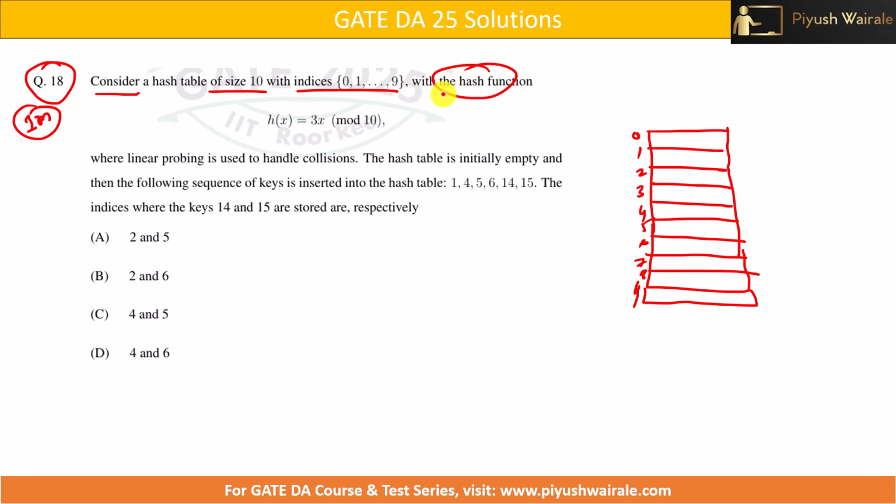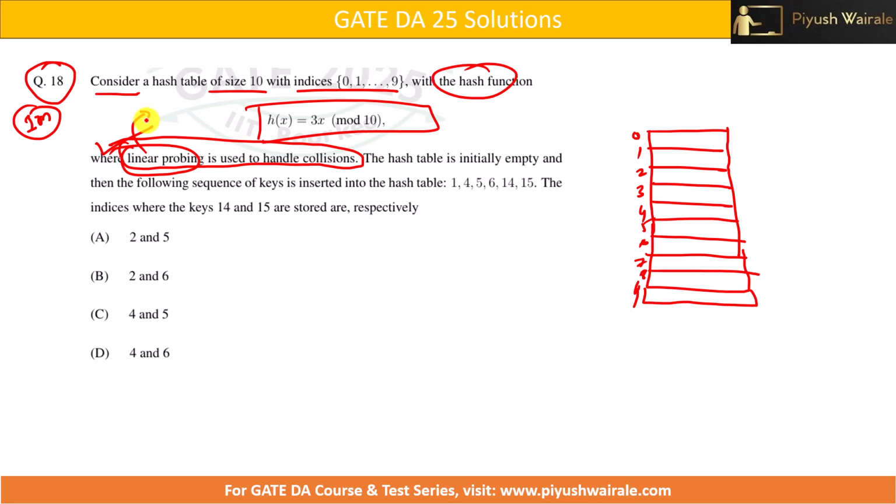Now we have a hash function, where linear probing is used to handle the collision. We already discussed what linear probing is. It is an open hashing technique. In the case of closed hashing, we use a chaining technique, that is, we form a linked list in the case of collision, but here we are going for linear probing. I hope everyone knows what linear probing is. Simple, we need to go for the next empty slot.